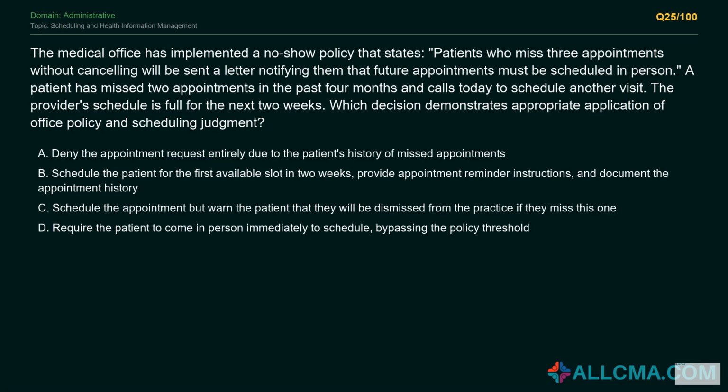Option A, deny the appointment request entirely due to the patient's history of missed appointments. Option B, schedule the patient for the first available slot in 2 weeks, provide appointment reminder instructions, and document the appointment history. Option C, schedule the appointment but warn the patient that they will be dismissed from the practice if they miss this one. Option D, require the patient to come in person immediately to schedule, bypassing the policy threshold.